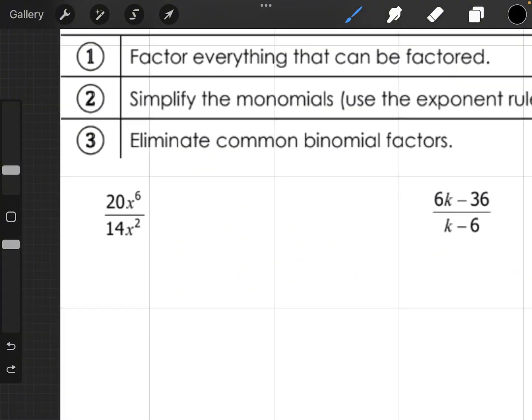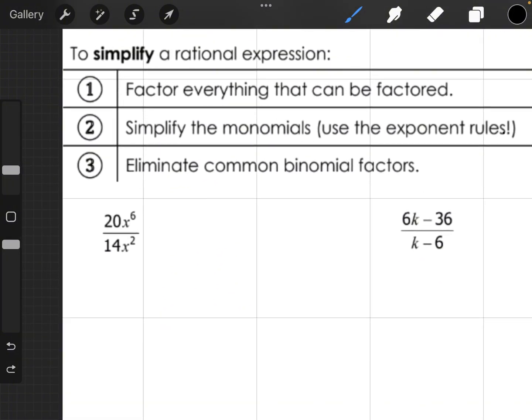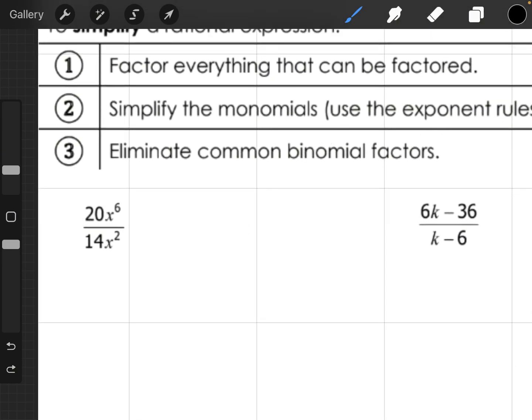So for this first example, we have 20x to the power of 6 over 14x to the power of 2. The first step is to factor everything, but there's nothing that can be factored here, so we'll go on to the second step and simplify the monomials. So let's break it apart so it's easier to see. These two expressions are equivalent, and 20 over 14 can simplify to 10 over 7.